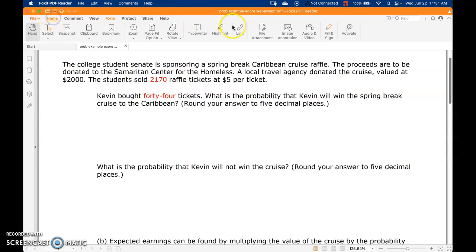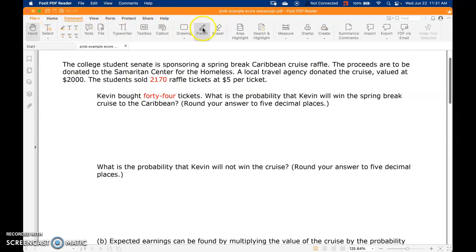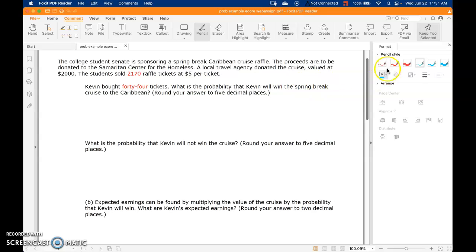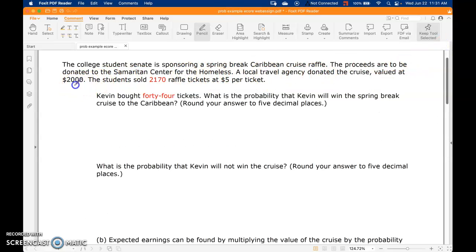It tells us the value of that cruise is $2,000. The students sold 2,170 raffle tickets, and they cost $5 per ticket for people to buy.